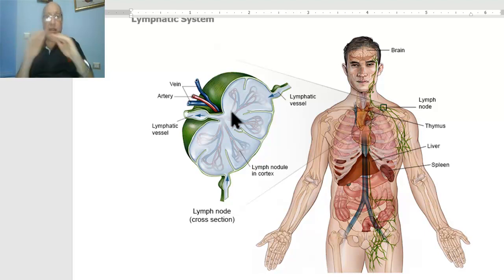And this is the commonest histological finding of Hodgkin disease. The lymph node is divided into nodules by fibrous tissue, therefore it's called nodular sclerosis. This stage also carries a good prognosis.